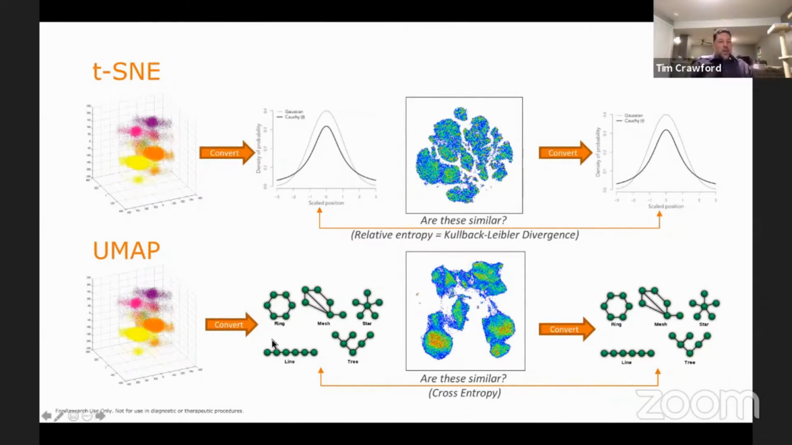UMAP uses different math. It converts into these fuzzy simplicial complexes, creates a manifold across the data, embeds and initializes the low dimensional space, and then converts that to fuzzy simplicial complexes and compares these 2 representations of the data using a method called cross entropy. But it also does this iterative type of processing where it does this a bunch of times, finding nearest neighbors, pushing, pulling, and eventually resolving.